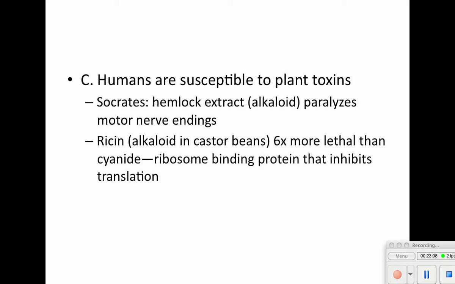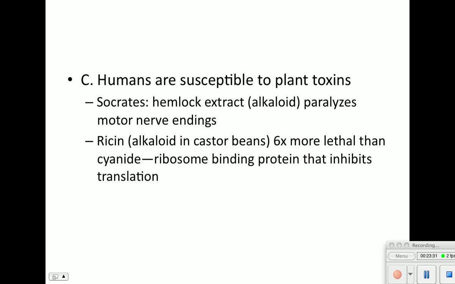All right, we are susceptible to plant toxins. If you remember Socrates, he was killed by hemlock extract, which was an alkaloid, and it paralyzes your motor nerve endings. So basically, he just stopped. He became paralyzed, but then his lungs probably stopped. He probably suffocated first, I think. Maybe his heart stopped. Who knows? Maybe both at the same time.